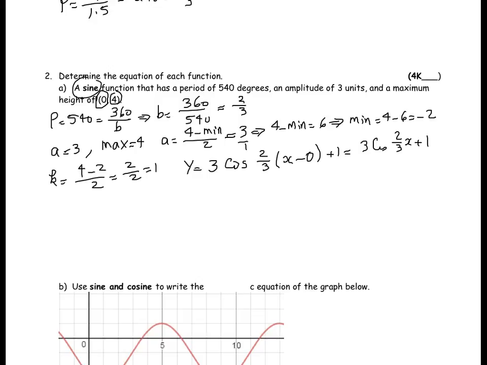Since we need the sine function, we just add 90 degrees to the argument of the cos, and we get the sine. So I can write this one as y is equal to 3 sine. The argument to the cos is 2 over 3x, so it's going to be 2 over 3x plus 90, plus 1. So this is the equation of a sine curve now.